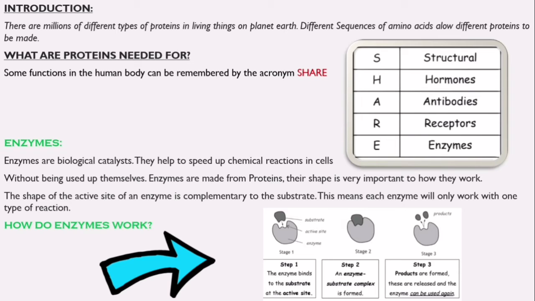So step 1 of this process, the enzyme binds to the substrate at the active site. Step 2 is an enzyme substrate complex is formed. Stage 3, products are formed, and these are released from the enzyme, which can be used over and over again, and this does not use up itself.